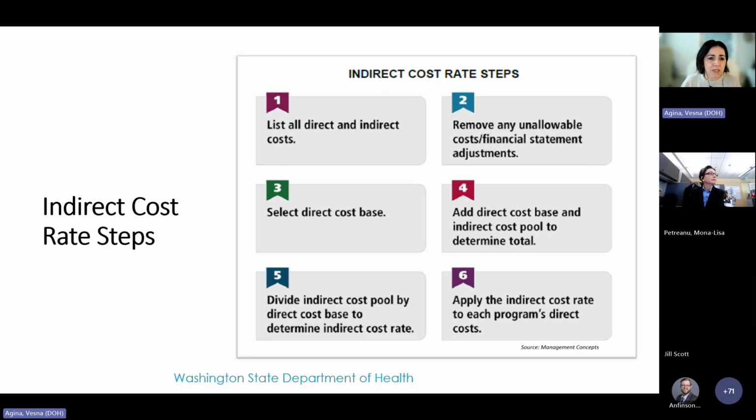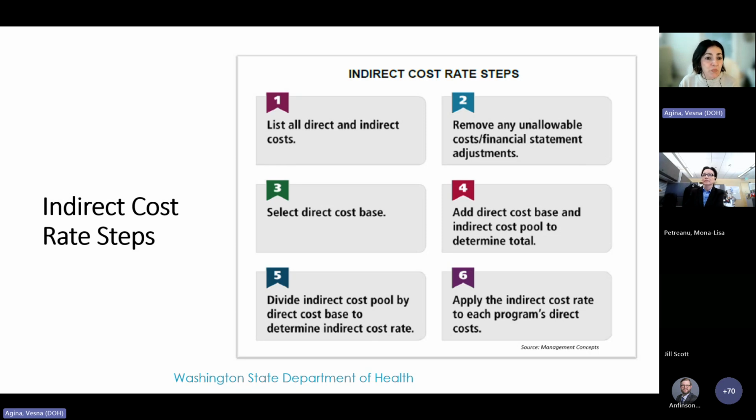The first is you're listing all your direct and indirect costs. Then you're looking to see which costs are unallowable. So the big one will be advertising. Some advertising costs are allowable and the majority are not. Then you would look at any other unallowable costs under 2 CFR 200, so you will make sure to remove those.